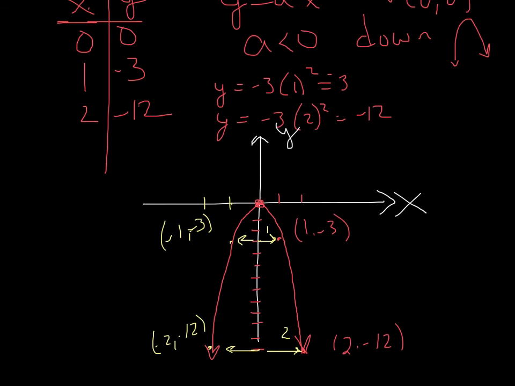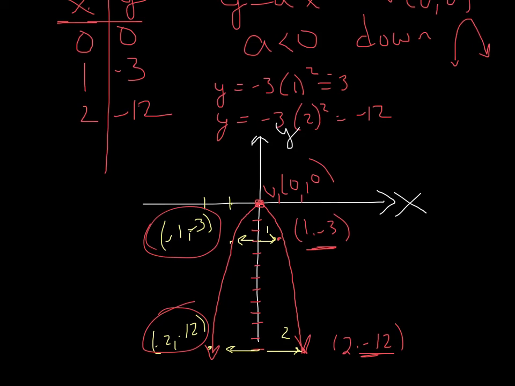So I don't have to pick a great deal of points. I need to know where the vertex is at, okay, 0, 0, and I pick 2 points to the right, and then I use the symmetry to come up with those 2 points on the left that allows me to complete that U shape. Okay.